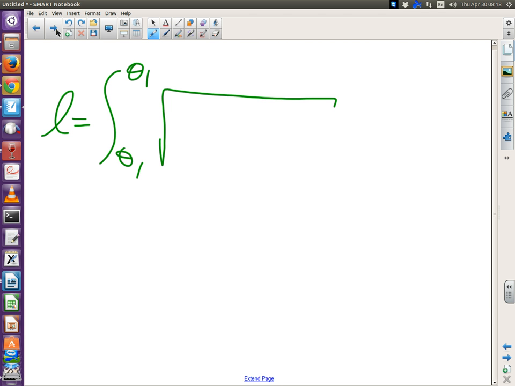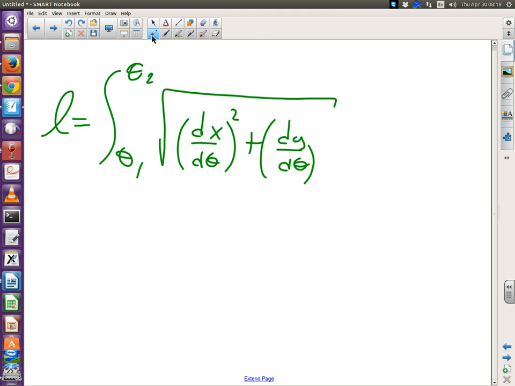What was parametric? dx dt squared plus dy dt squared, dt. Well, how about this? dx d theta squared, like we just did to do a parametric slope? Well, yeah, that would be 0. Okay. Plus, dang it.